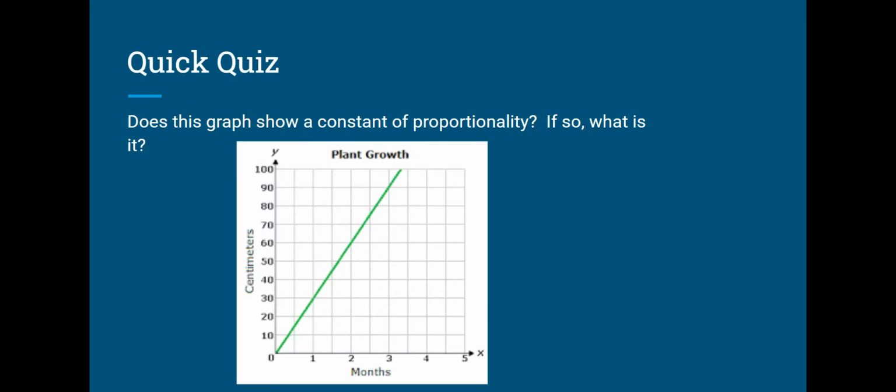And another one. Is it linear? Yes. Does it go through the origin? Yes. So it's constantly proportional. And what is it? If I go over 1 unit on the x-axis, what's my change in y? Go up 1 month, how many centimeters does the plant grow? Go up another month, how many centimeters does that plant grow? And my constant of proportionality is 30.